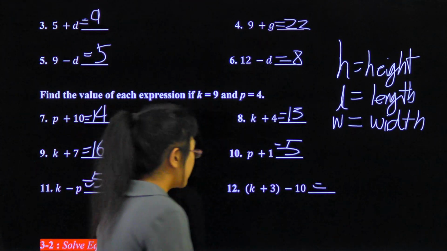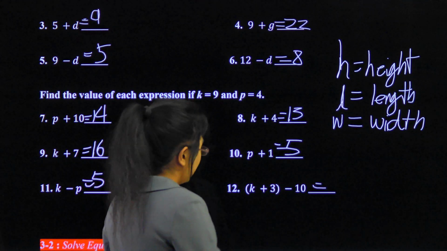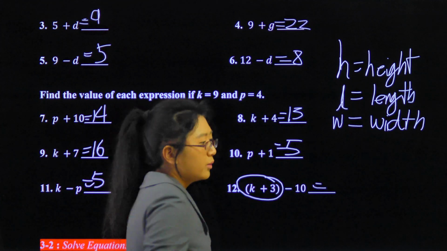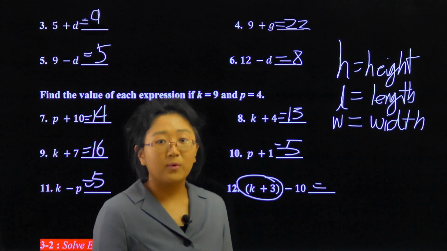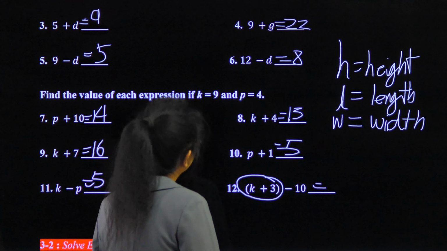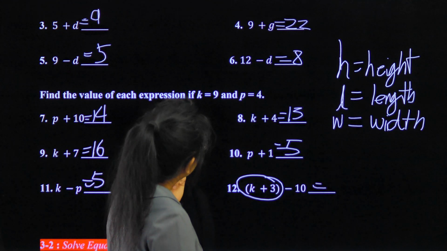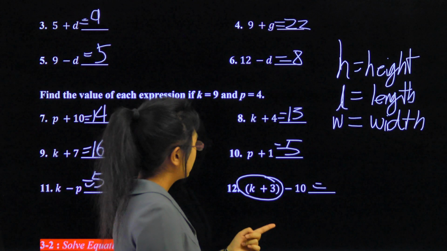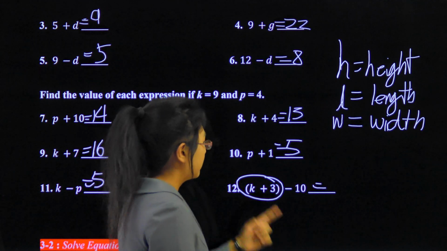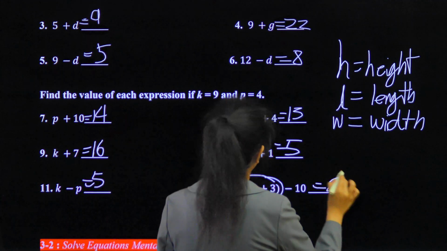k plus 3 minus 10. So you would do the things in the brackets first. Remember what I told you about order of operations? Now, 9 plus 3 is 12. 12 minus 10 is 2.